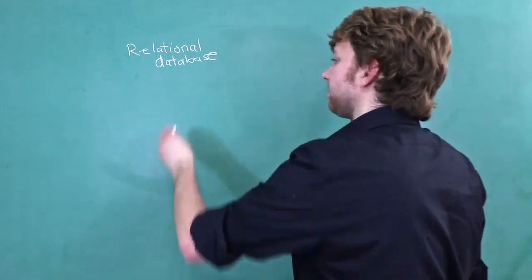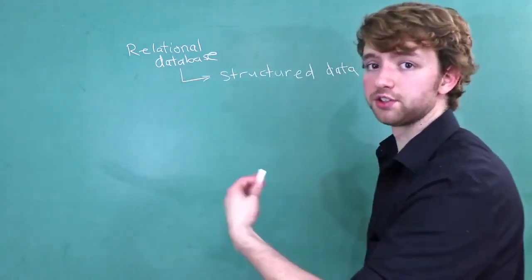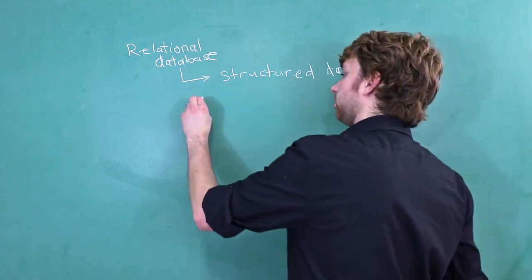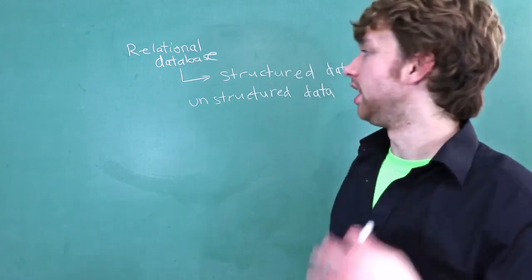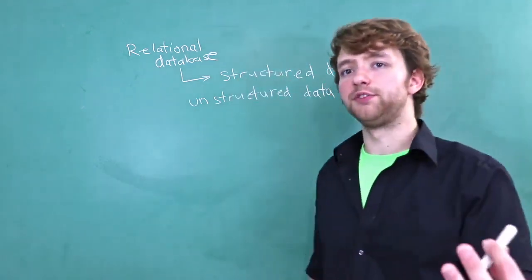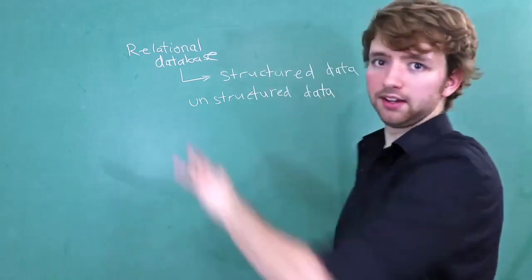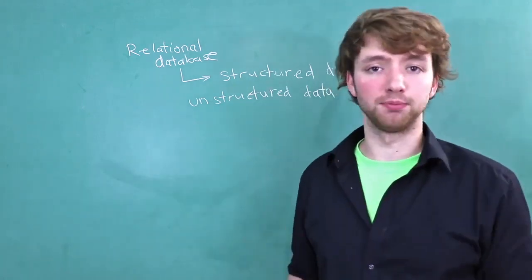Db2 is well known as a relational database. And what that means is it works with structured data. The other kind of data out there is unstructured data. Just like Db2 works well with transactional and analytical processing, Db2 does support both structured and unstructured data. And if you're new to databases, that's probably not going to make any sense at all. So the easiest way to illustrate this is with a very simple example.